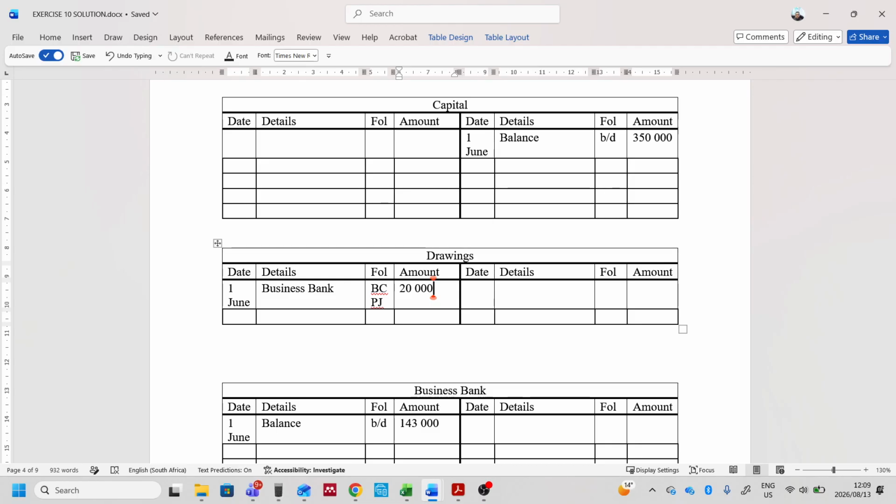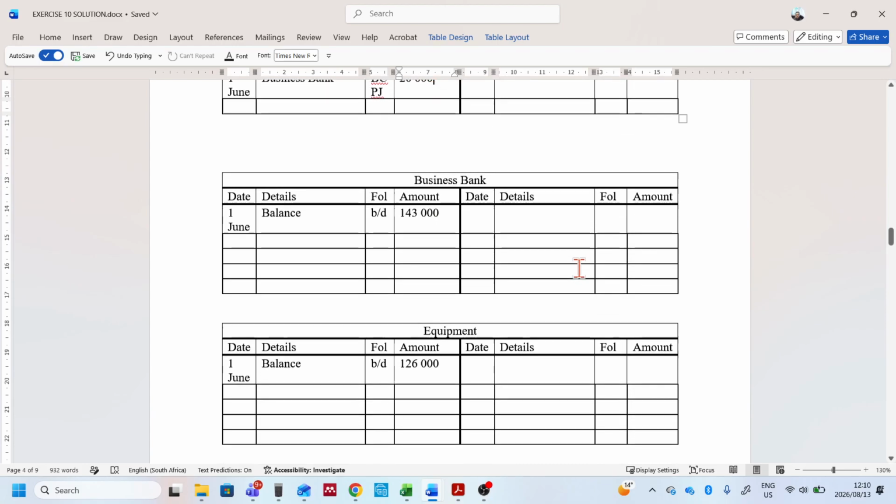Capital is on the credit side. It's an owner's equity account, so it increases on the credit side, which means that its opening balance will also be on the credit side. Sorted. Okay, moving forward.